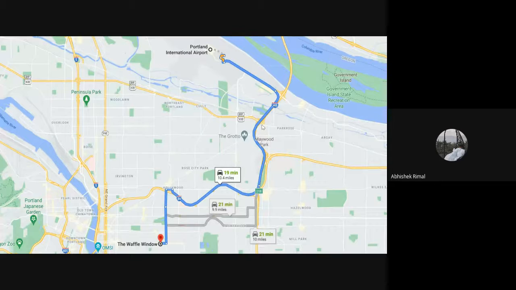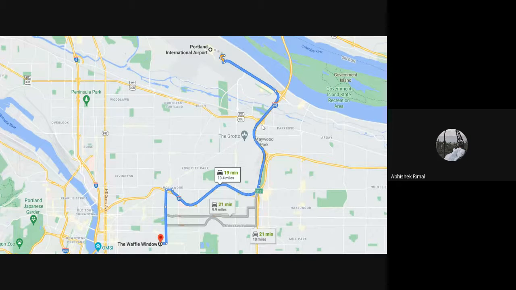From Portland International Airport, after we landed, we were very hungry and wanted to eat something really quick because we had a long flight. We landed pretty early in the morning, so we wanted to grab something quickly.